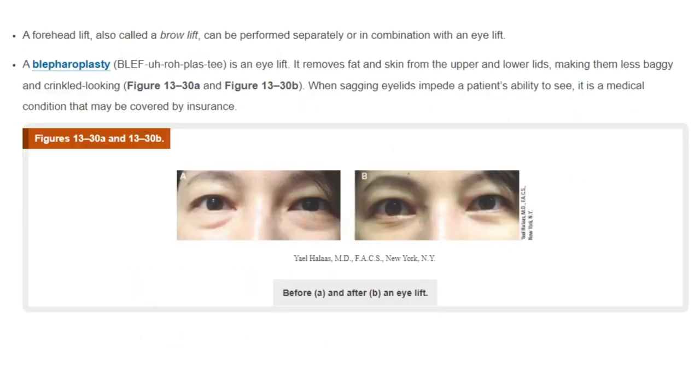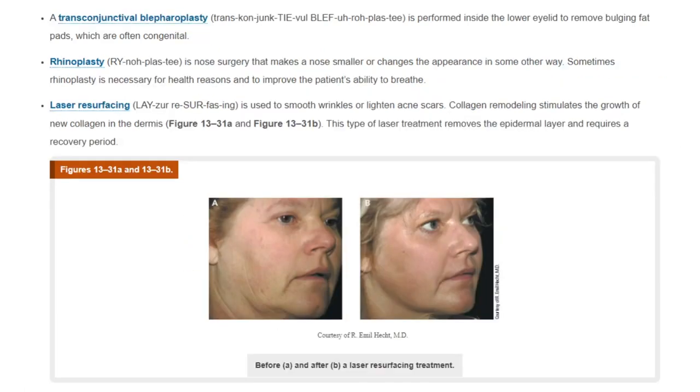A forehead lift, also called a brow lift, can be performed separately or in combination with an eye lift. A blepharoplasty is an eye lift. It removes fat and skin from the upper and lower lids, making them less baggy and crinkled-looking. When sagging eyelids impede a patient's ability to see, it is a medical condition that may be covered by insurance. Figures 13.30a and 13.30b. Before, A, and after, B, an eye lift. A transconjunctival blepharoplasty is performed inside the lower eyelid to remove bulging fat pads, which are often congenital.